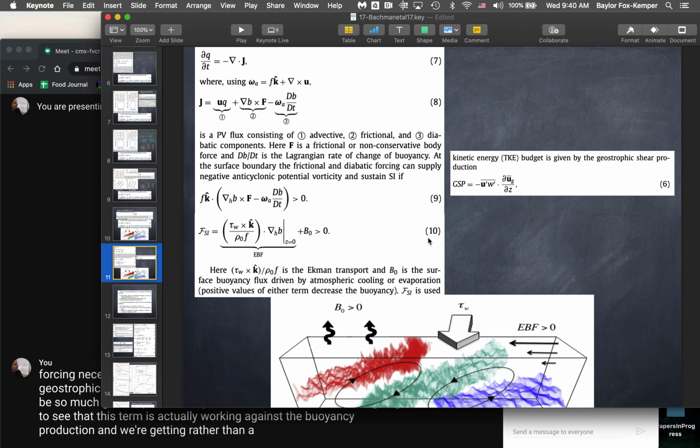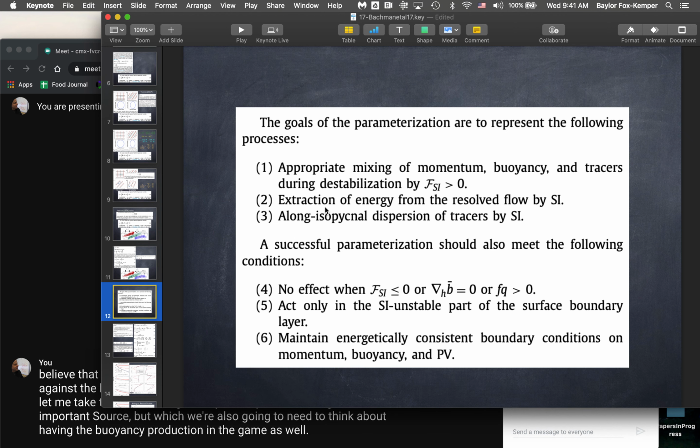Sorry, let me take that back. The geostrophic shear production is going to be an important source, but we're also going to need to think about having the buoyancy production in the game as well. Okay, so how do we take all these ideas and convert them into a parameterization?